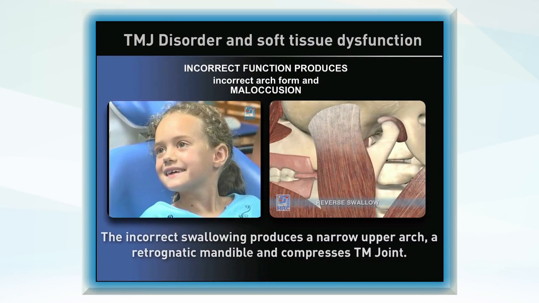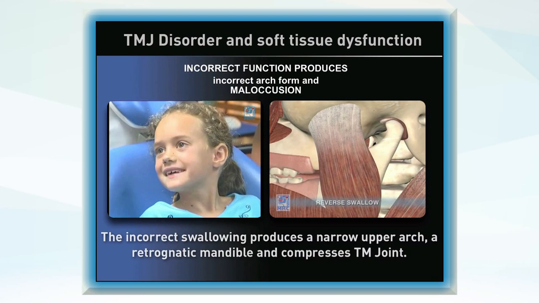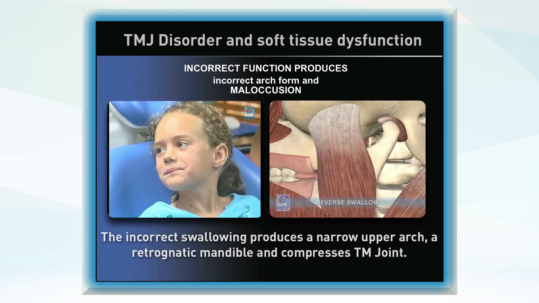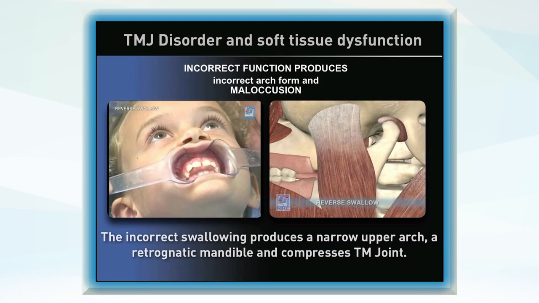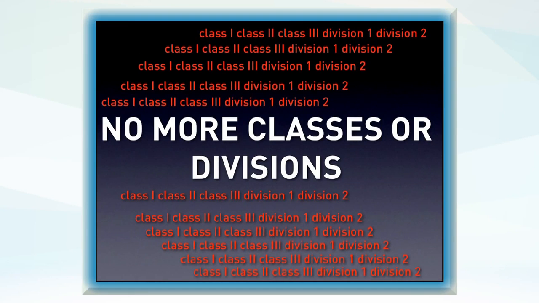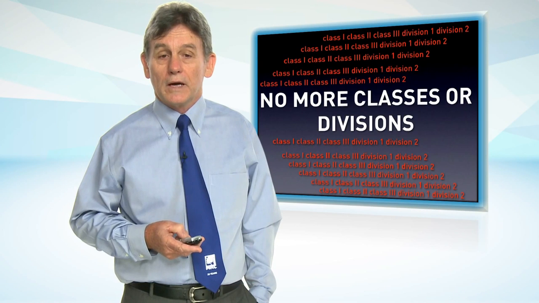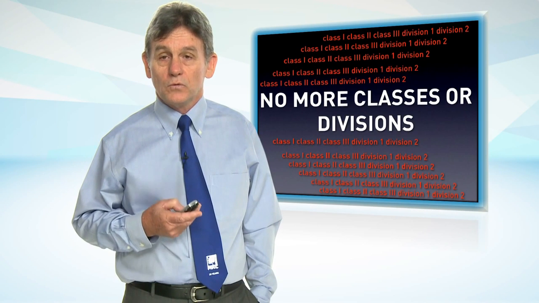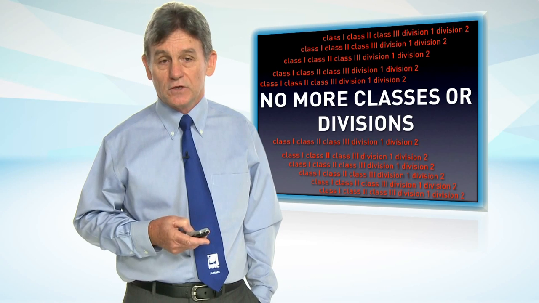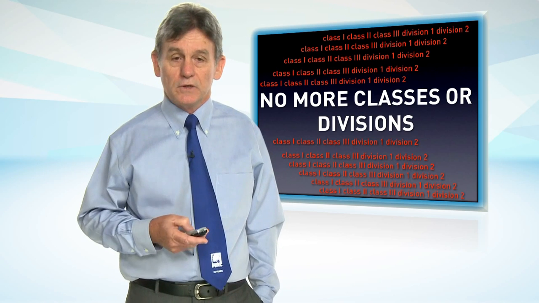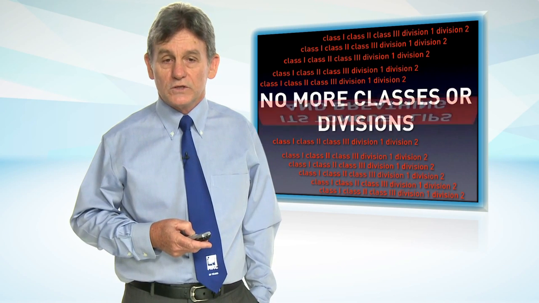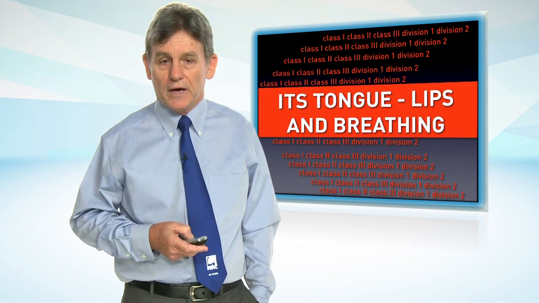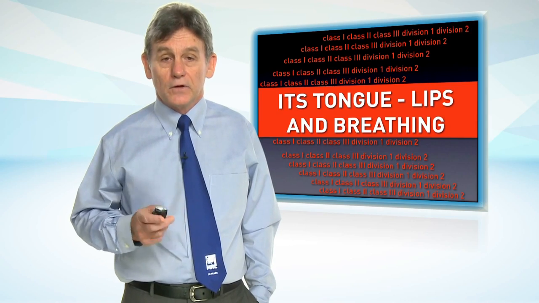And this is also associated with TMJ dysfunction. You see here the reverse swallow, the very tight mentalis activity is driving the mandible back. That not only restricts growth, that also tends to compress the temporomandibular joint. So we don't want to stick with Angle's classification of Class 2, Class 3. We don't want to emphasize that we're looking at crowding. We want to ask what's causing this to happen, and it should be all about the tongue, the lips, and the breathing.